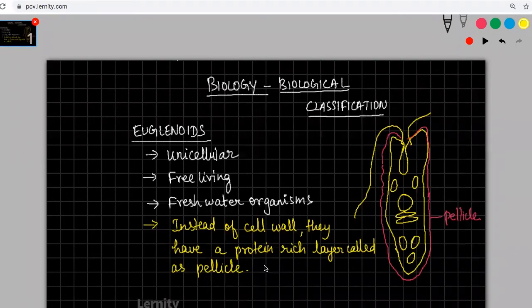This pellicle will allow it to change the shape. So this is the role of this pellicle. Pellicle is something which will allow the euglenoid to change the shape. They will have chloroplast obviously, because they are all photosynthetic.